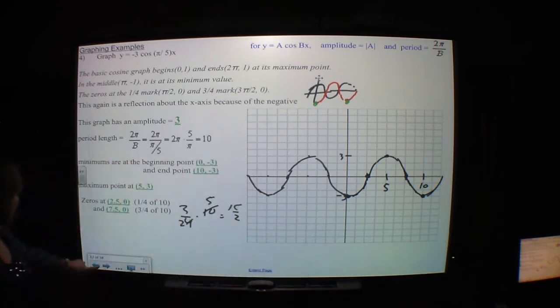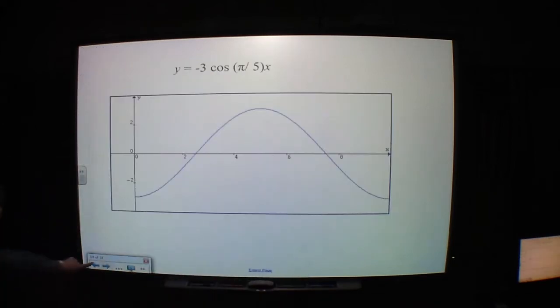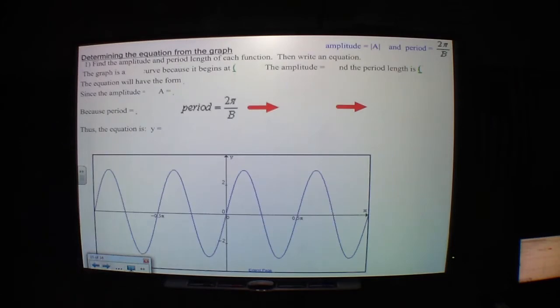And there's my graph. Determining an equation from a graph. Now we can look at the graph and say, okay, what is my amplitude, what's my period of each function? And then we can write an equation.